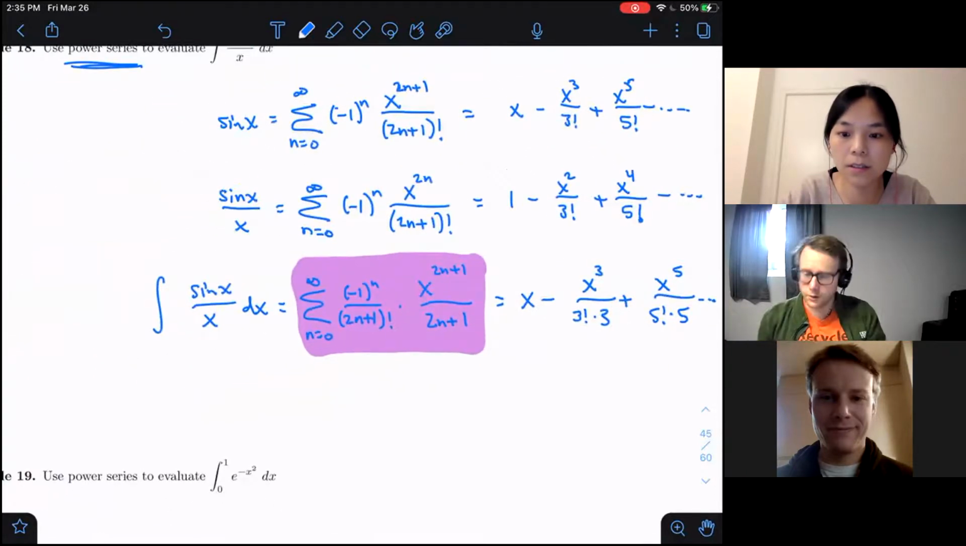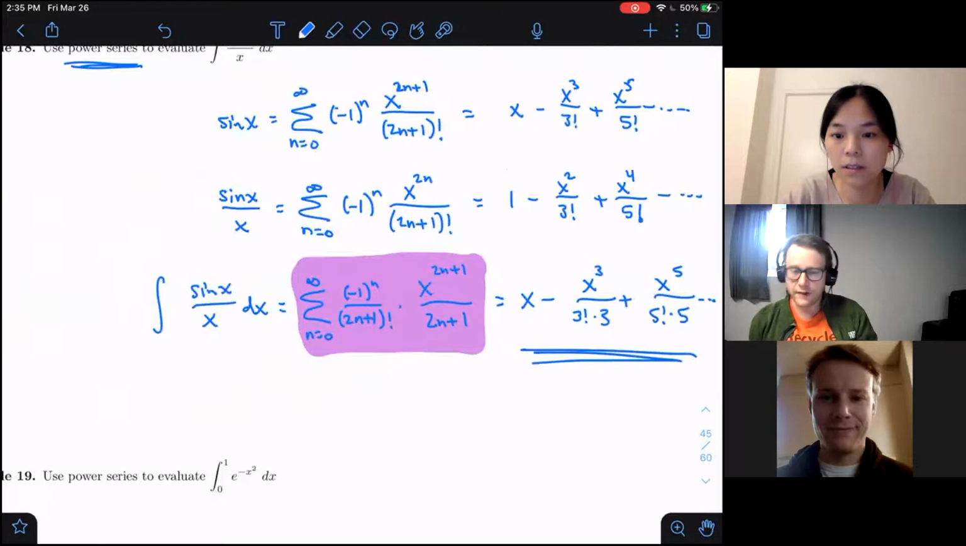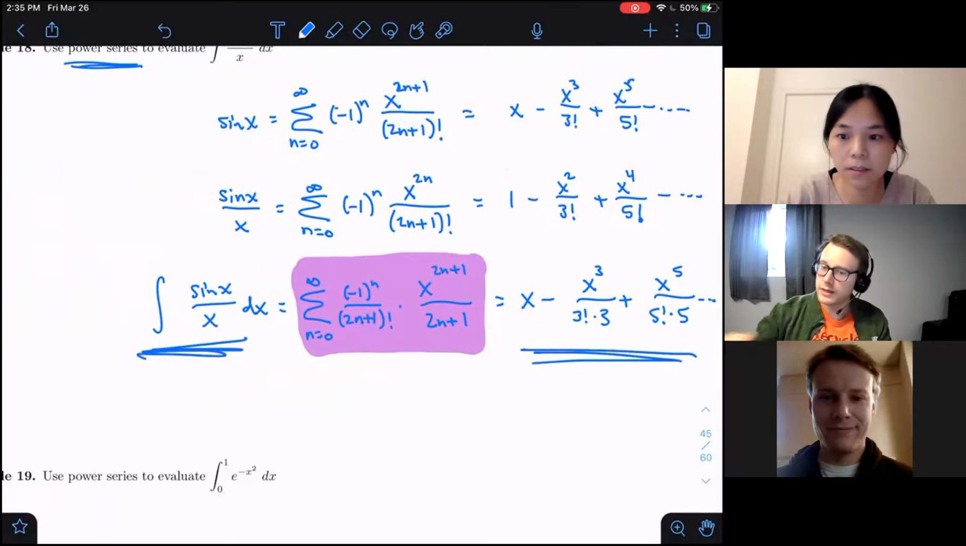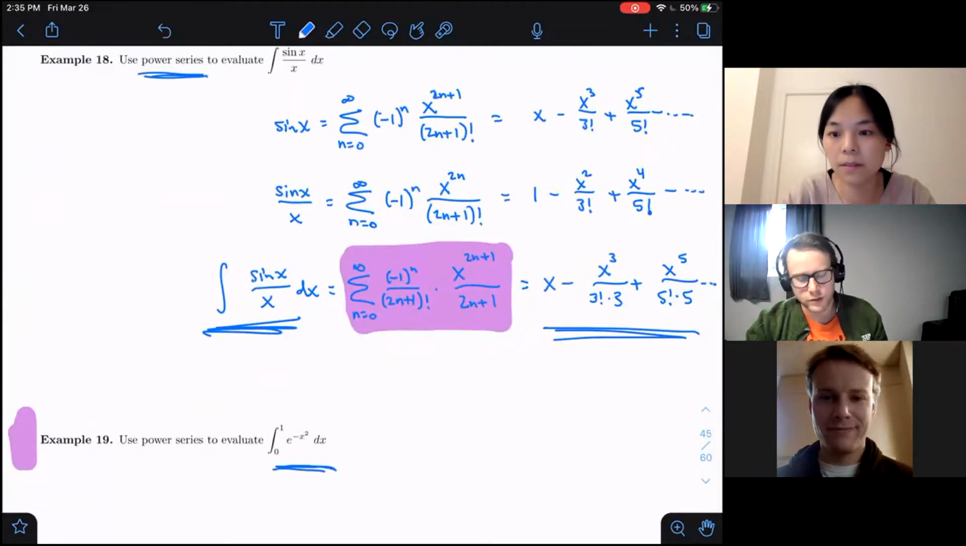So then if you wanted to evaluate this, have a definite integral, and figure out maybe the area under this curve here, you could plug in specific values for x. Plug in things like 0 and 1. In particular, that's what we're going to do down here.